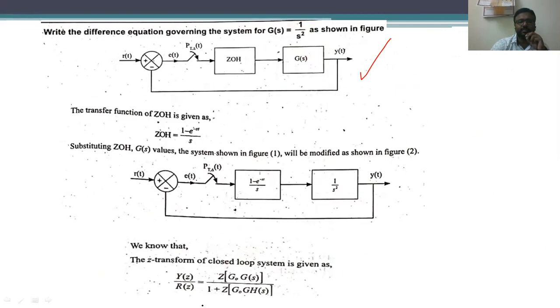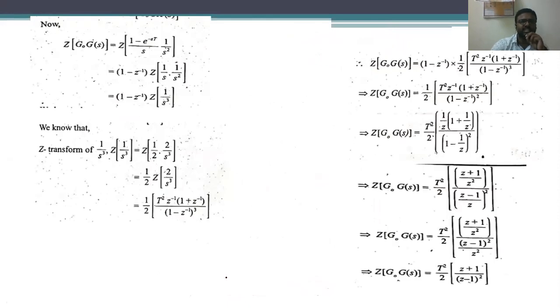So the expression for this one is nothing but y of z divided by r of z. Pulse transfer function is nothing but the Z transform of G naught into G of S divided by 1 plus Z transform of G naught into G of S into H of S. And H of S value is unity, so therefore we just need to determine the Z transform of G naught into G of S. It is the Z transform of G naught, the whole circuit, along with the G of S.